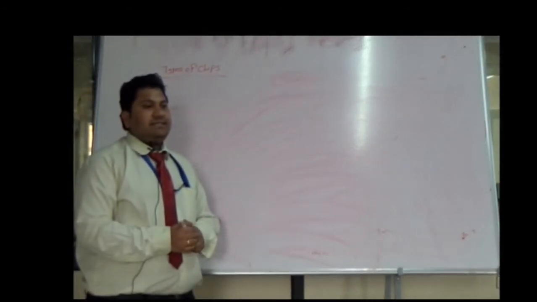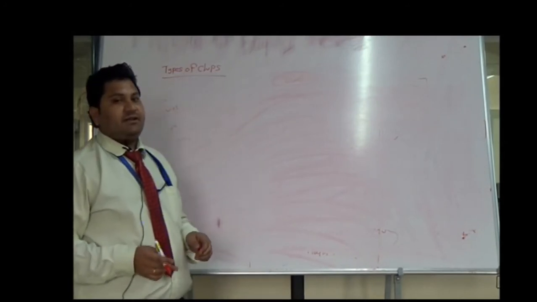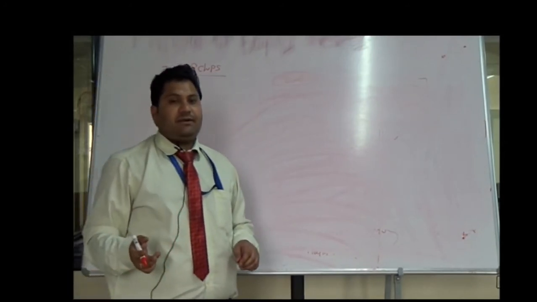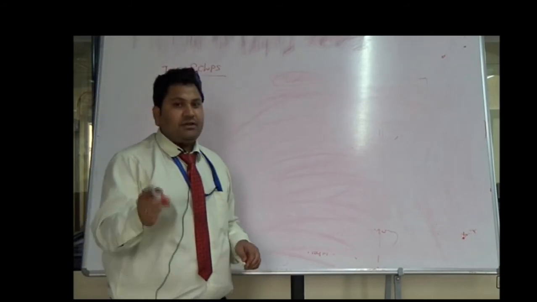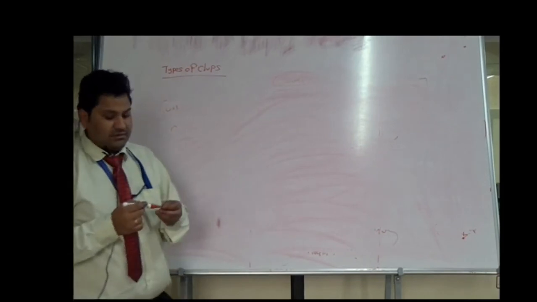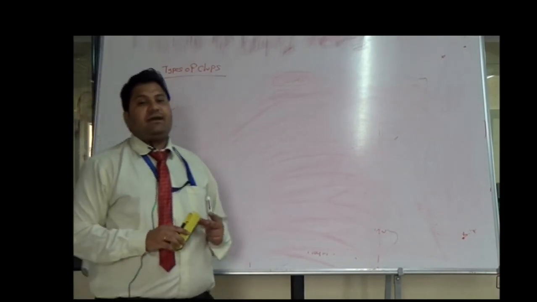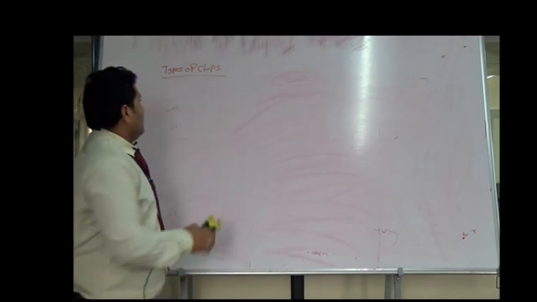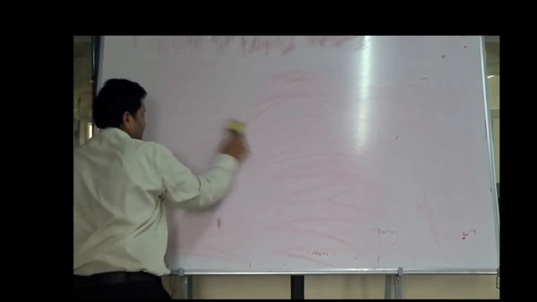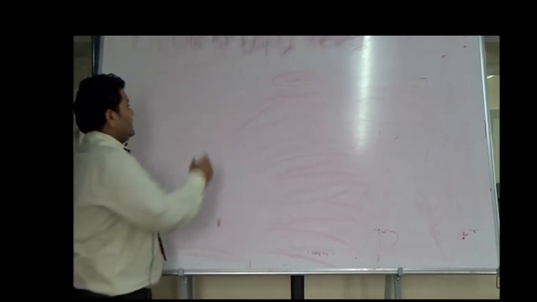Now we have to see the process parameter. There are some standard process parameters. If you want to get continuous chips, we have to take one process parameter. For the formation of the chip, the process parameter is very important. So you have to take one example: continuous chips.